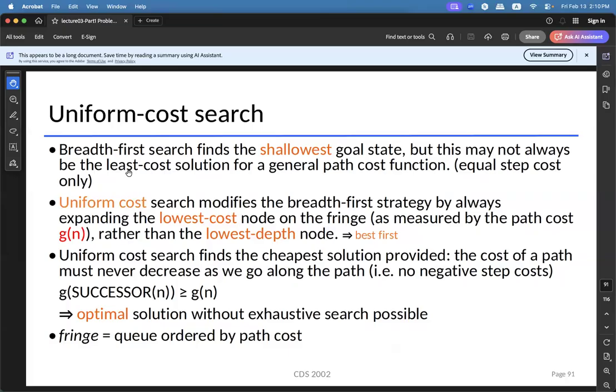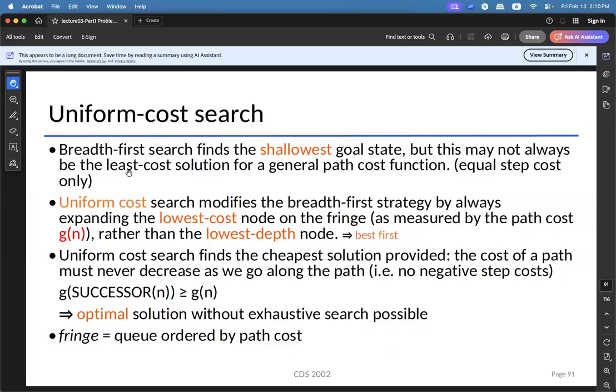that for uniform cost search, it only works if the step cost is a positive number. Okay, it only works when the step cost is positive. If the step cost is negative, the uniform cost search doesn't work.